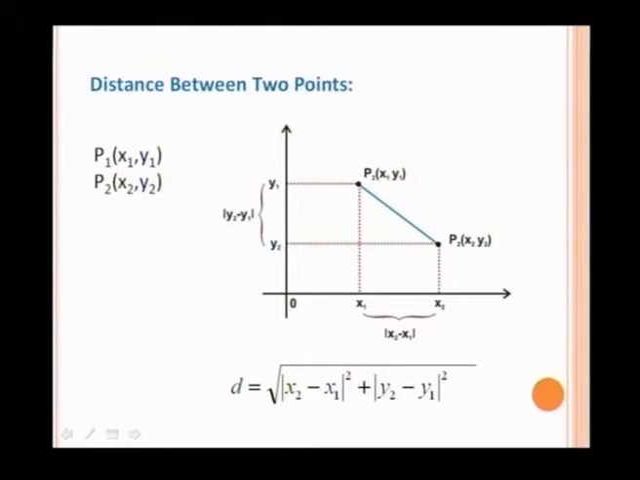As I told you, we would be using 2 points P1 and P2, and if we have to find out the distance between these 2 points, we know that the change from x1 to x2 would be equal to modulus of x2 minus x1, and the change between y1 and y2 would be equal to modulus of y2 minus y1. So finally, the distance between P1 and P2 is equal to the square root of modulus of x2 minus x1 whole square plus modulus of y2 minus y1 whole square.